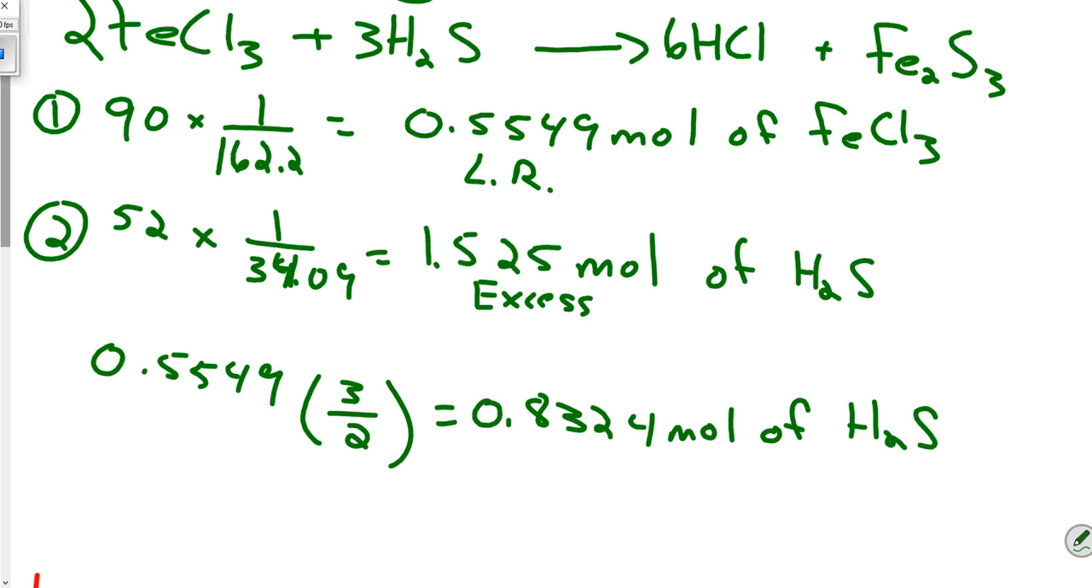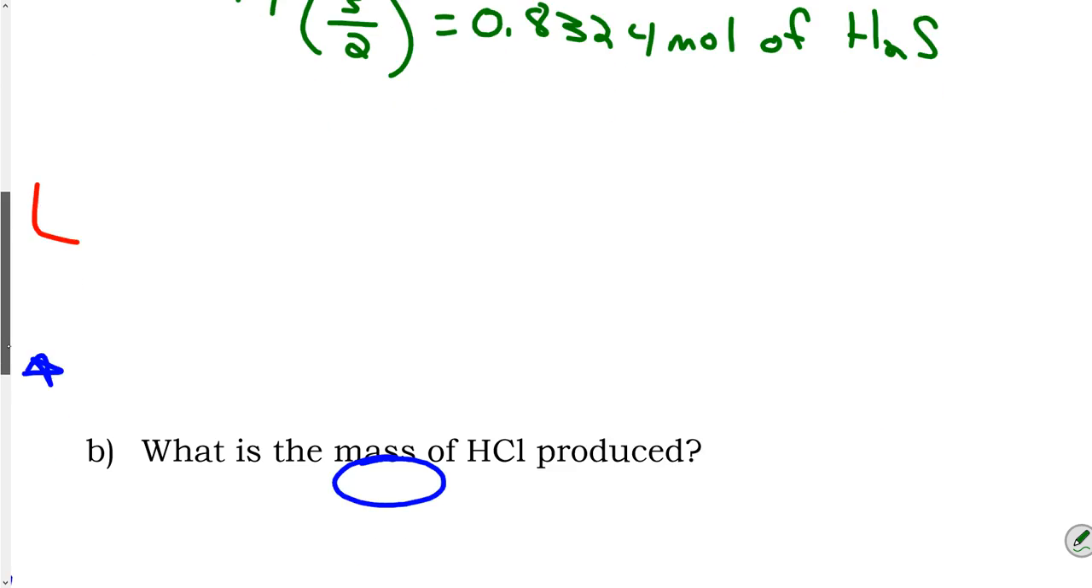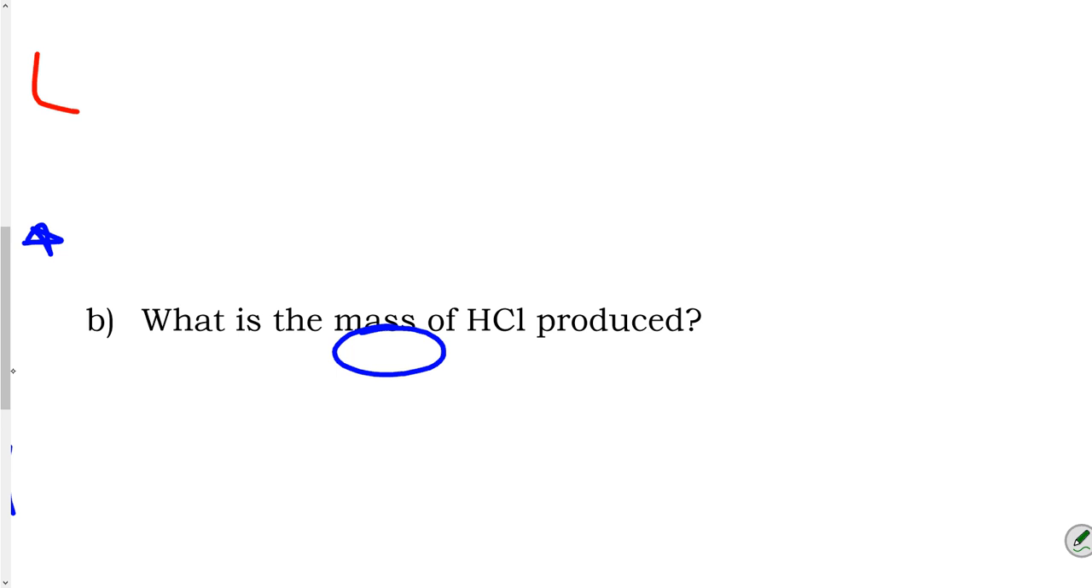So this is our limiting reagent. Okay? We understand that, right? Yeah, because you don't have enough. So what mass of HCl does it produce? So now we have to do stoichiometry. Can you go over this? With the limiting reagent.